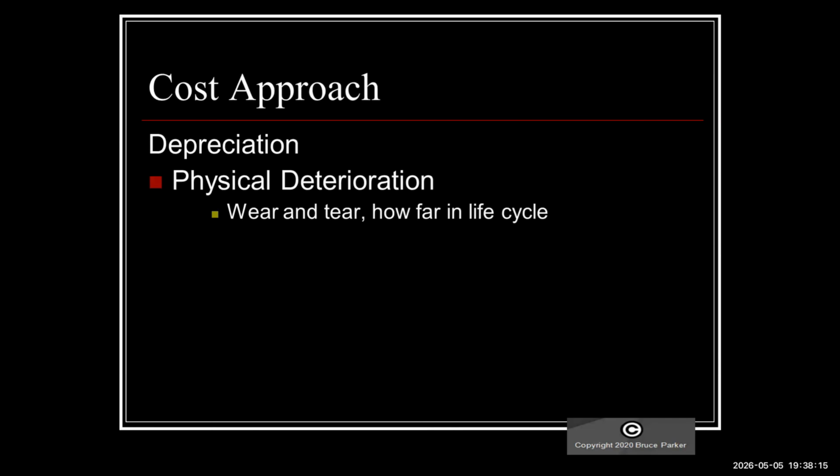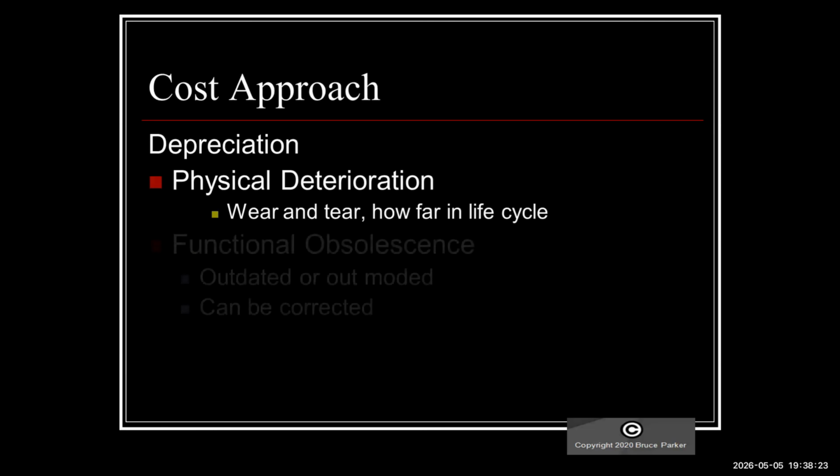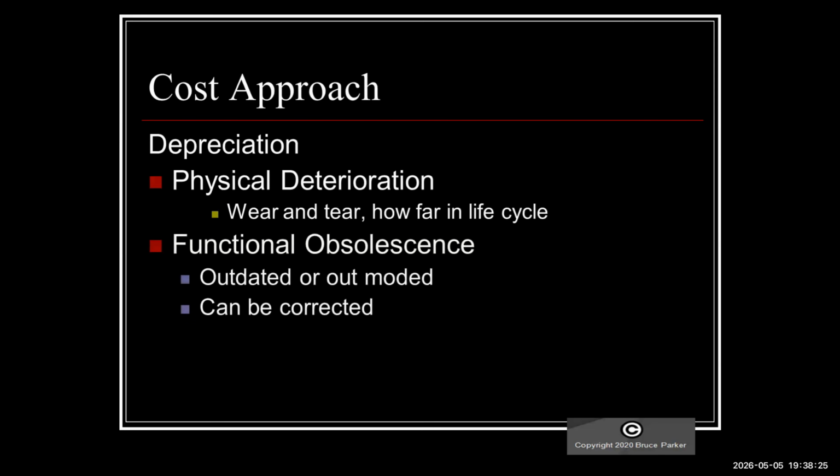But we're trying to find the value on the building that's there now. So we would have to subtract what wear and tear there is from our perfect imaginary building. Next is functional obsolescence. What's outdated or outmoded in the building? Well, 6.5 foot ceilings, insulation of straw, that's outdated or outmoded.